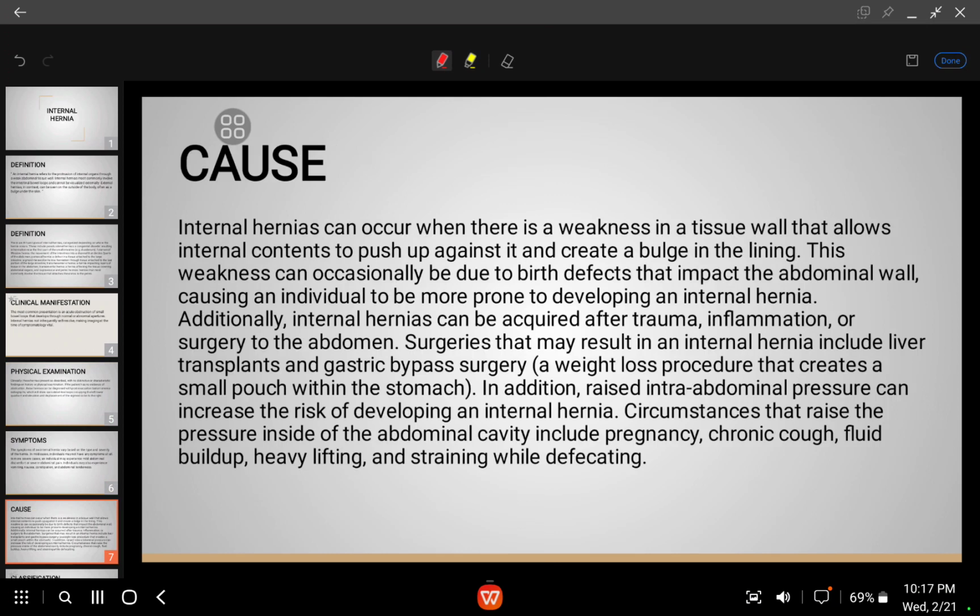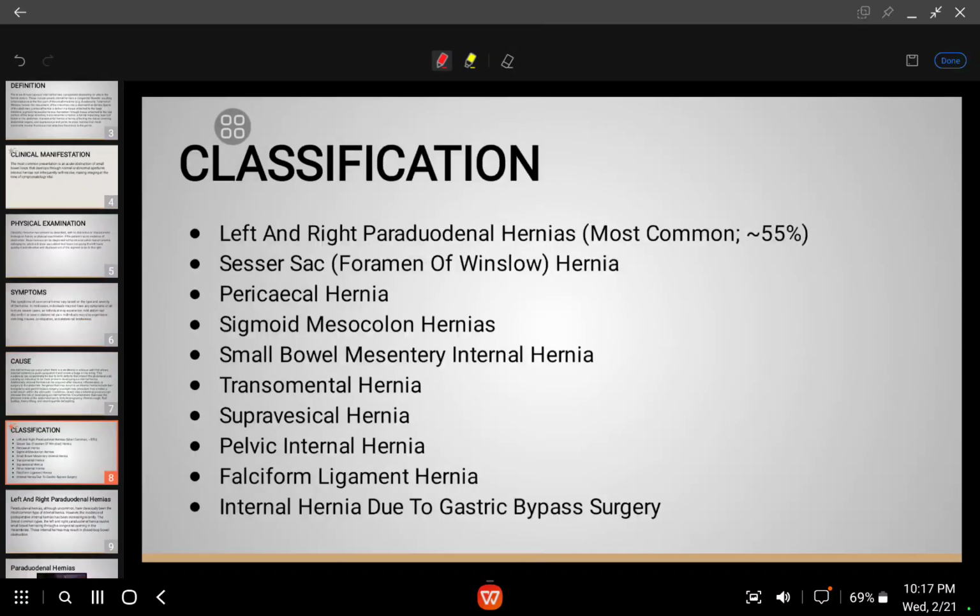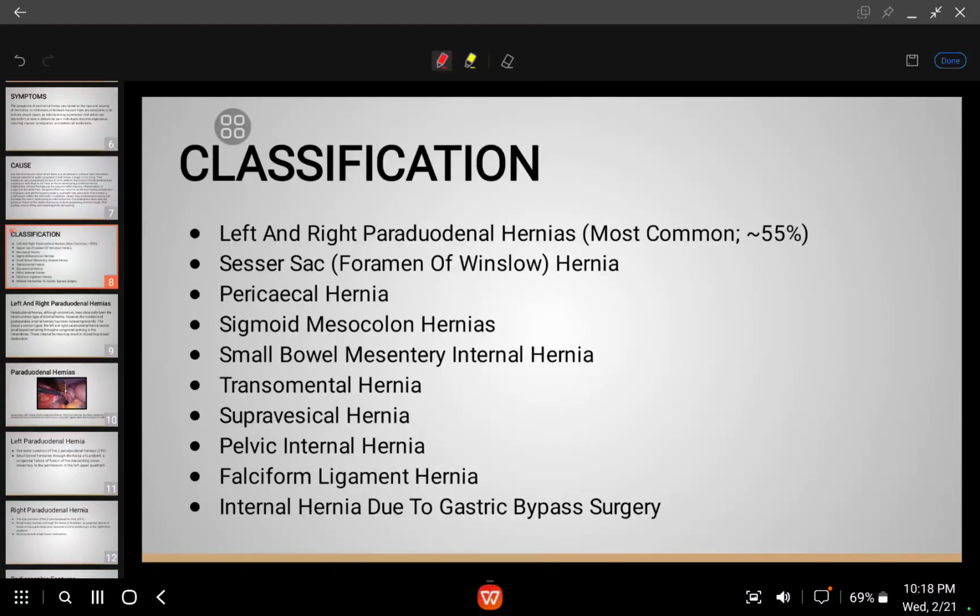Circumstances that raise the pressure inside the abdominal cavity include pregnancy, chronic cough, fluid buildup, heavy lifting, and straining while defecating. These are the risk factors for hernias. So next are the classifications: left and right paraduodenal hernias, which are the most common, approximately 55%, the lesser sac, which is also known as the foramen of Winslow, the pericecal hernia, the sigmoid mesocolon hernia, small bowel mesentery internal hernia, transomental hernia, supravesical and pelvic, falciform, and the internal hernia due to gastric bypass surgery.